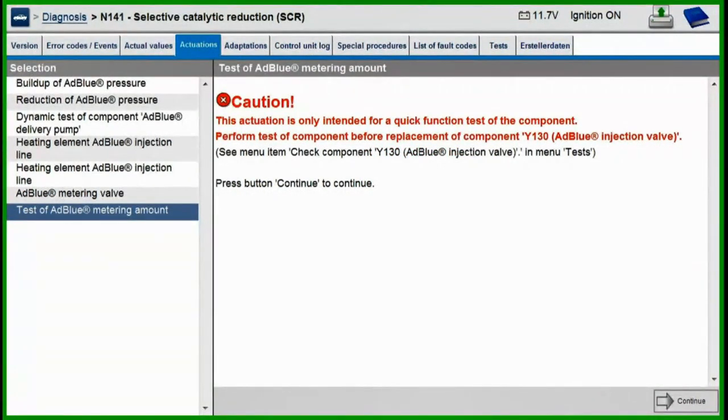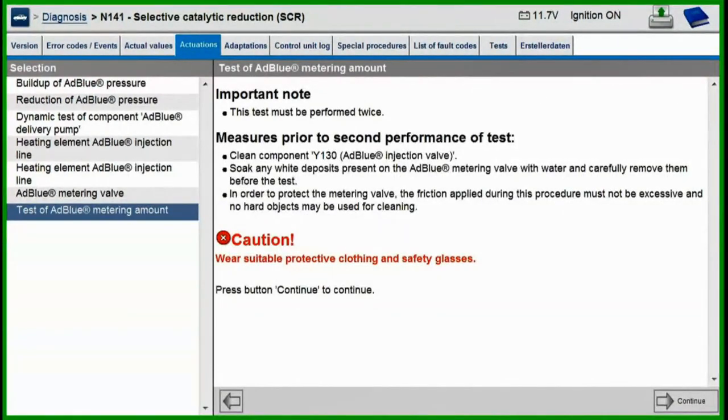It gives you the cautions. Don't do this, don't do that, whatever. Select the continue button to continue. This test is to be performed twice to make sure you get an accurate reading, and combine the two. Wear suitable clothing and safety glasses.